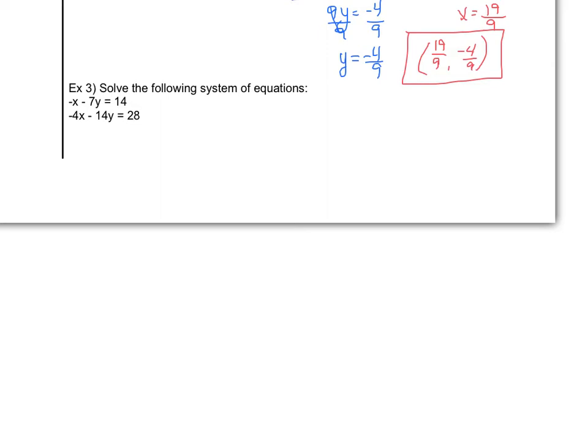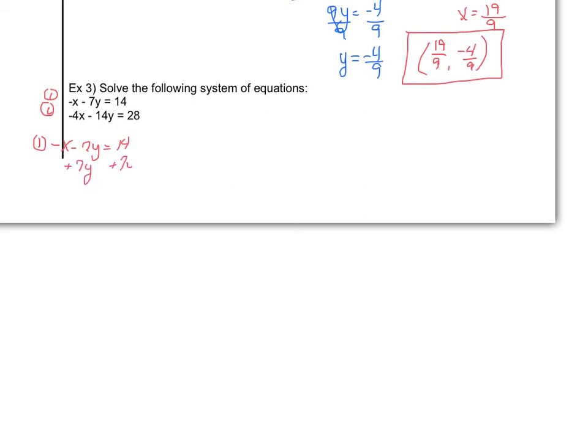All right, now that you had a chance to try it on your own, let's look through it together. So looking at this, the first thing I want to do is try to get one of the variables alone. Well, it looks like everything has a coefficient, but x only has a coefficient of negative 1, so I'm going to get that x by itself because it would be fairly easy to divide everything by negative 1. So I'm going to take equation 1, and I'm going to add 7y to both sides to start.